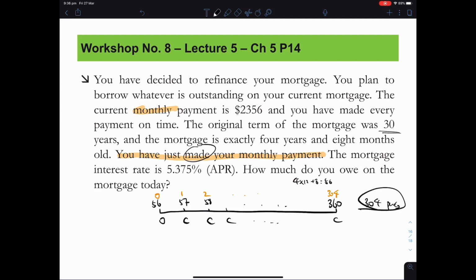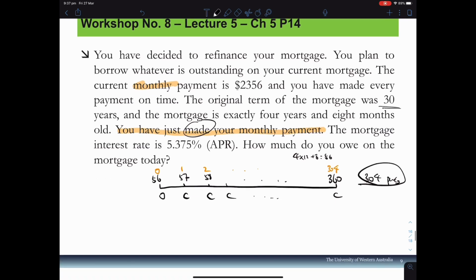If you're not sure how to get 304 payments, always start with what I do over here. Do a timeline saying 360, because that is your last payment, and we have just made our payment at 4 years and 8 months old. That is 56 months. So we have just made our 56th payment. The next payment is 57, 58. So from the black timeline, you can then go on to the orange timeline, and that's how you get to know how many payments there will be.